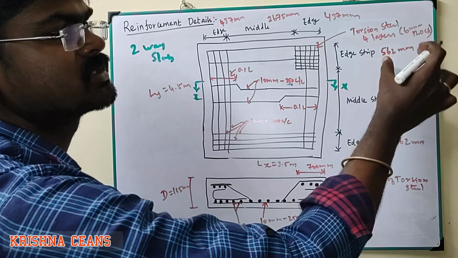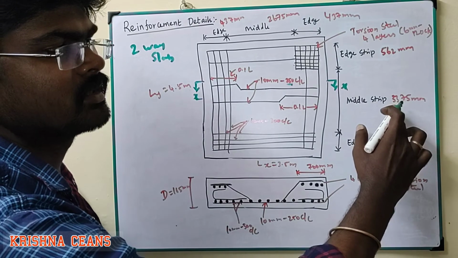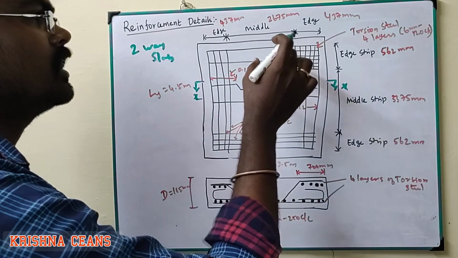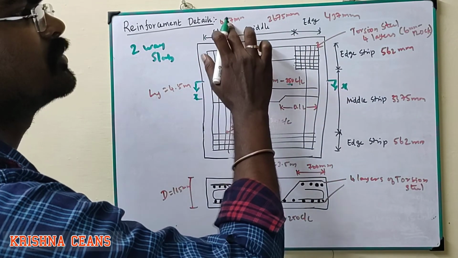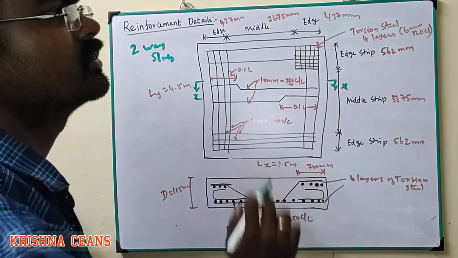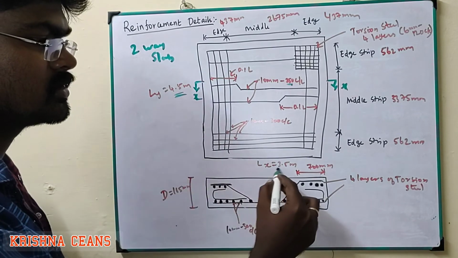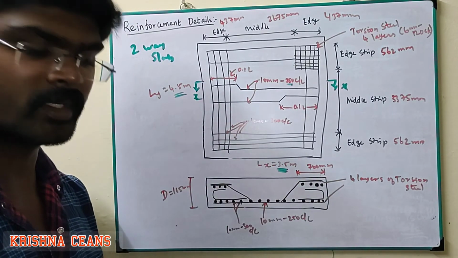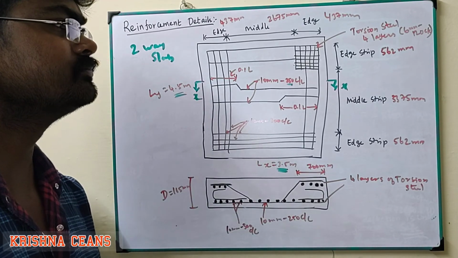The edge strip as per the condition is 560 mm, then the middle strip 3375 mm, then the edge strip 562 mm along the 3.5 meter shorter span direction. The edge strip is 437 mm, middle strip 2615 mm, edge strip 437 mm. This is the 4.5 meter longer span, and this is the 3.5 meter shorter span. So these are the reinforcement details of the two-way slabs.